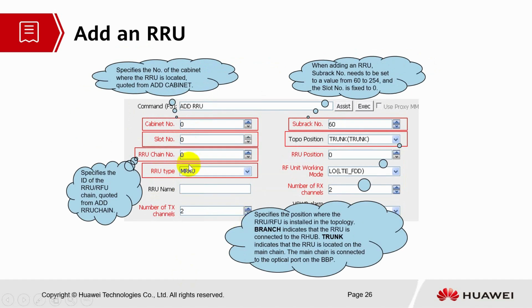Next is the RRU. Usually the only difference is the subrack number. The subrack number starts from 60 onwards and it is independent. It doesn't have any cabinet. It is independent and usually configured on a tower or a pole. So cabinet corresponds to just the standard cabinet 0. Subrack is 60 onwards, slot number 0. Usually position is trunk. Chain number we follow the earlier one, 0. Position is 0. The RRU type is MRRU. Working unit is LTE FDD. Then we have to define the TX and RX channels.